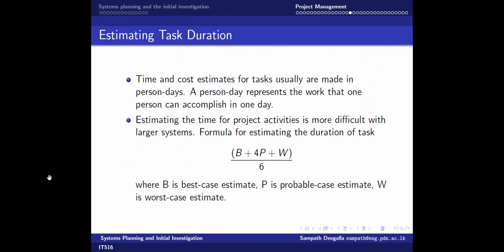Next, the time duration. When you want to assess the time for any task, sometimes we don't know exactly how we are going to calculate. One way proposed is to look at the best possible time, the worst possible time, and what is actually probable. By looking at these three values, we can estimate the duration it will take to complete a particular task. So we add B plus 4P plus W, and then divide by 6 to get the average value.